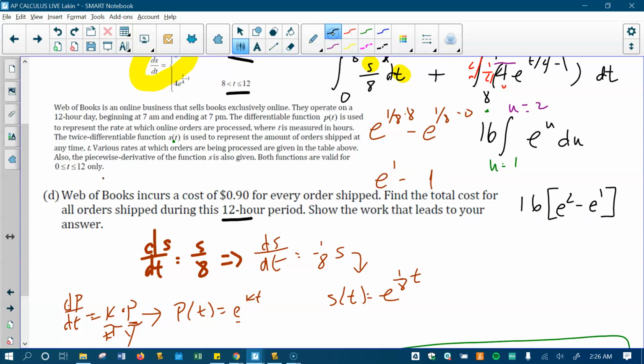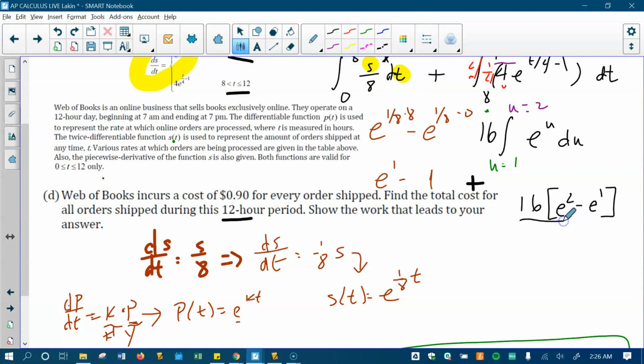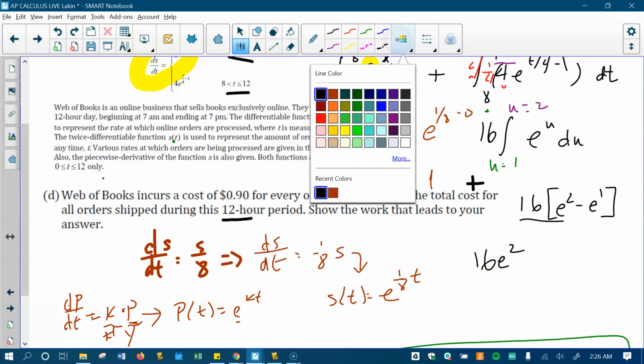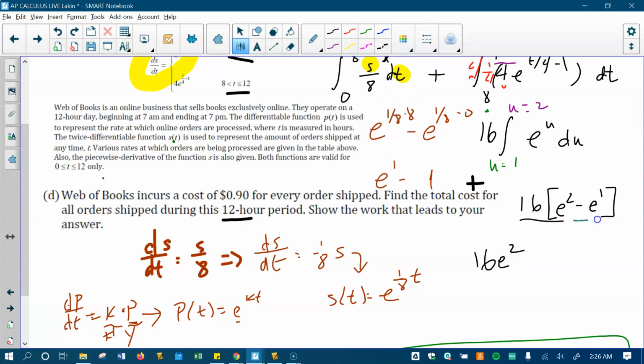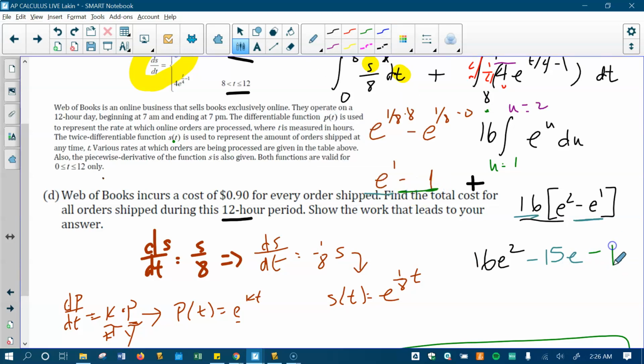So we have e to the first minus 1 plus 16e squared minus e to the first. I'm going to clean that up slightly here. Just combining like terms, this is going to be 16e squared minus, I have minus 16e's plus 1e, so minus 15e. Then I have this minus 1 over here. Then minus 1. So this is the total number of orders that were shipped.